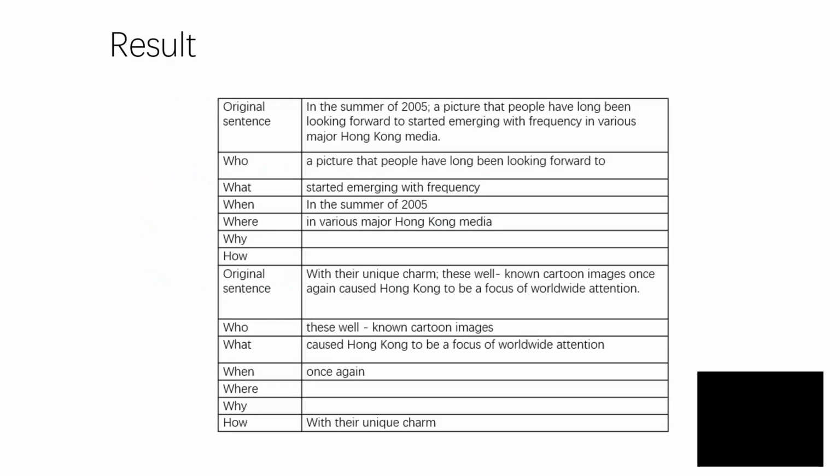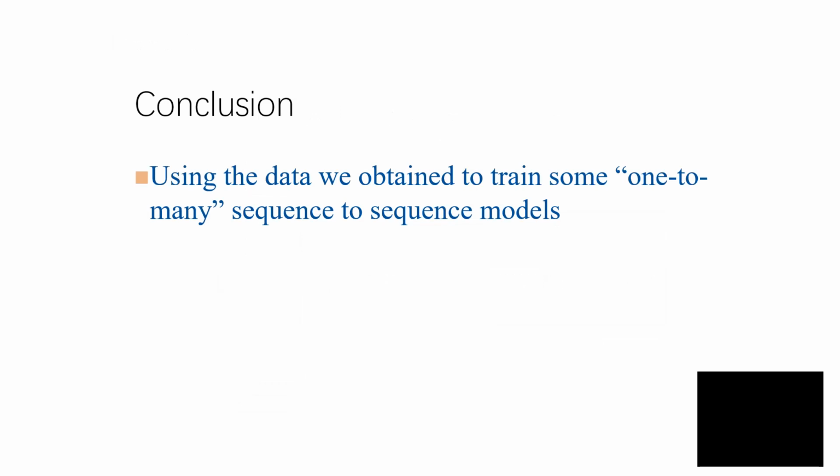So this is the result of our semantic parser, and we can see that for a very complicated sentence here, we can extract the 6 elements that we want very accurately. After we get this parse data using our semantic parser, we can use it as our training data to train a sequence-to-sequence model, in which we input a single sentence and we can output these 6 elements. So it is actually a one-to-many sequence-to-sequence model.